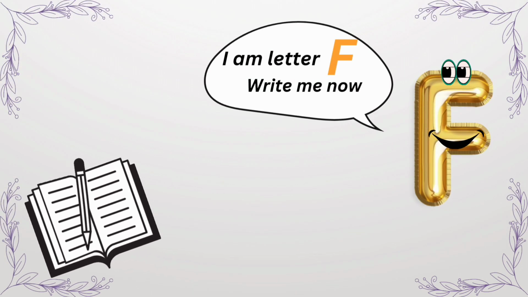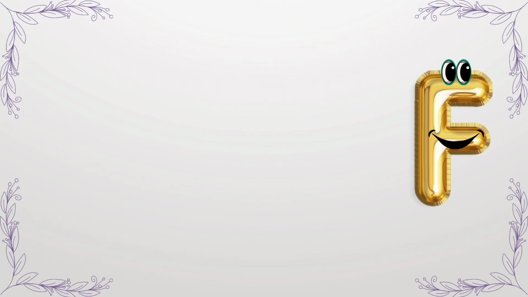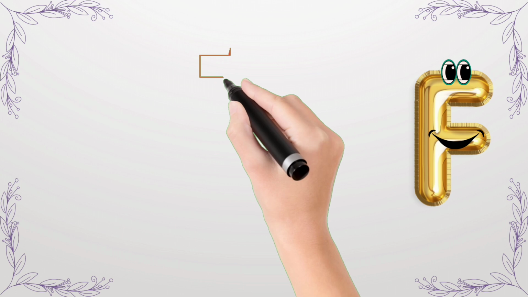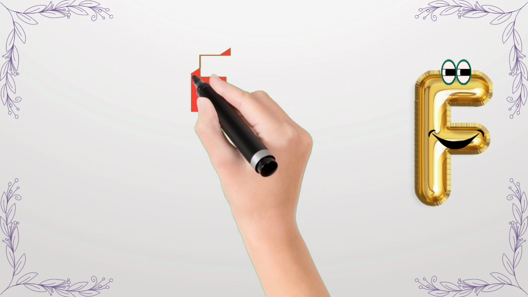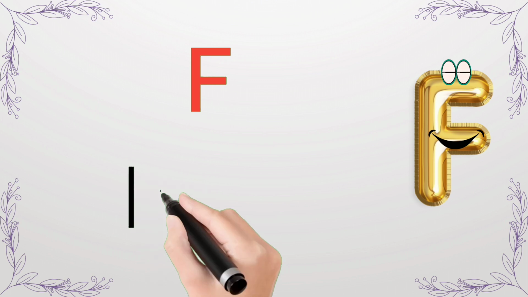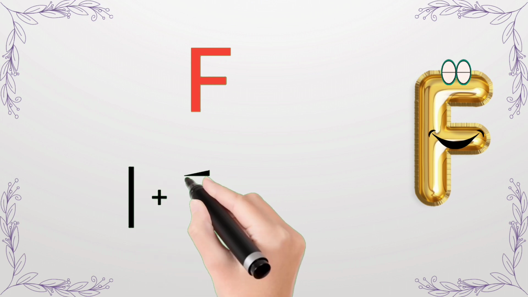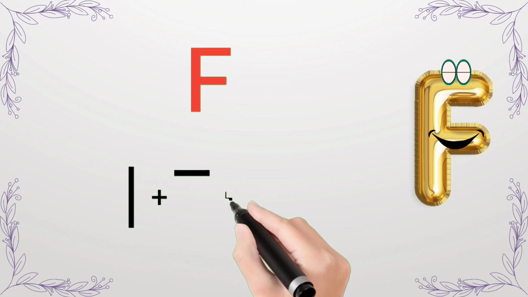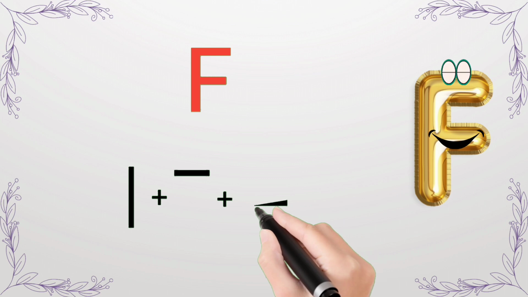I am the letter F. Write me now. Straight line, 2 short lines, one at the top and one in the middle to the right. Say F 5 times and write F, F, F, F, F.